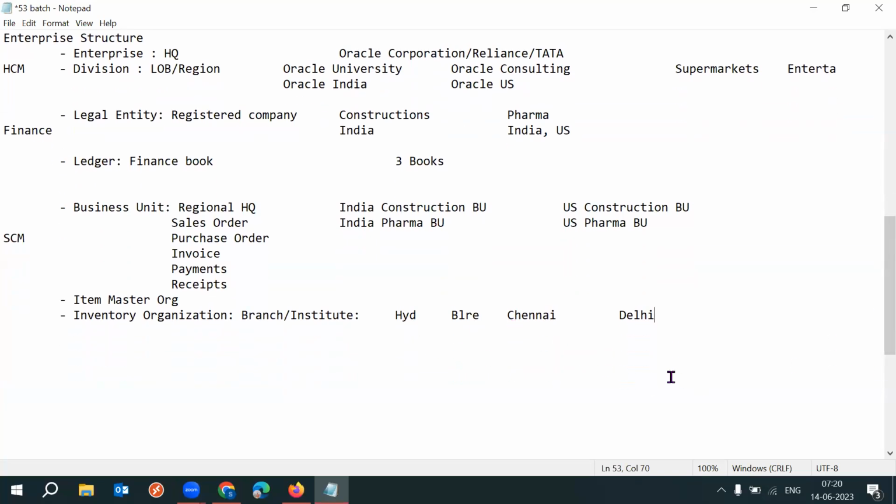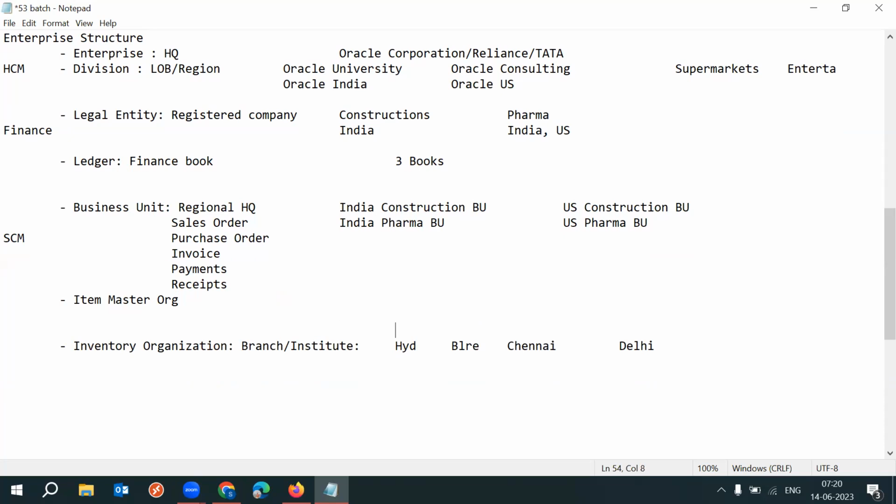And in these branches, in Hyderabad I'm offering the SCM course. In Bangalore also, I'm offering the SCM course. In Chennai, I'm not offering. And in Delhi, I'm offering. And suppose I have one more, like Pune, I'm offering there also. So totally in how many locations am I offering this course? In four locations I'm offering.